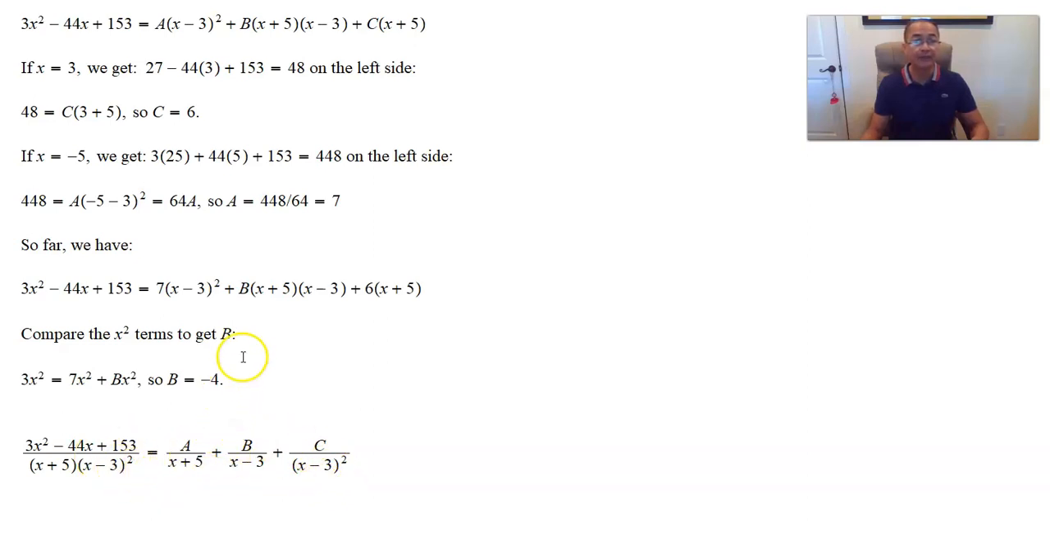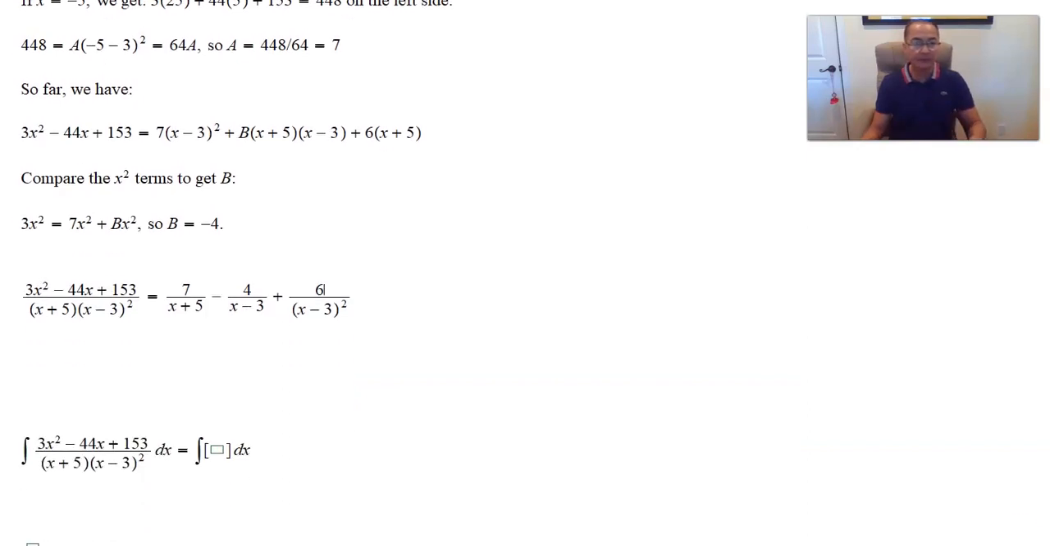All right, so now we go back to our original decomposition. We have the numerators. A is 7, so we change this to 7. And then B is -4, so we can write minus here and 4 up there. And C is 6, so we have plus 6 over there. So there you go. That is the partial fraction decomposition of our problem.